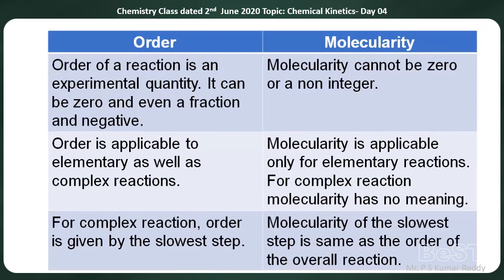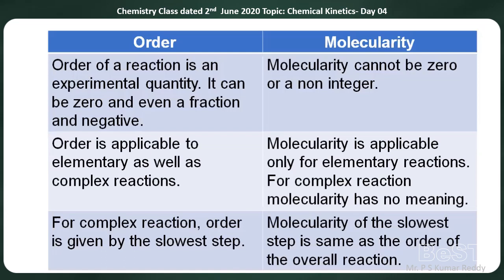Order is applicable to elementary as well as complex reactions. Order of the reaction will be applicable to any such reaction. But molecularity is applicable only for elementary reactions. For complex reactions, it has no meaning, because in the fourth example we had seen KClO3 plus 6 FeSO4 plus 3 H2SO4. In that, we have 10 molecules. It is a complex reaction. So there, molecularity 10 does not have any meaning.